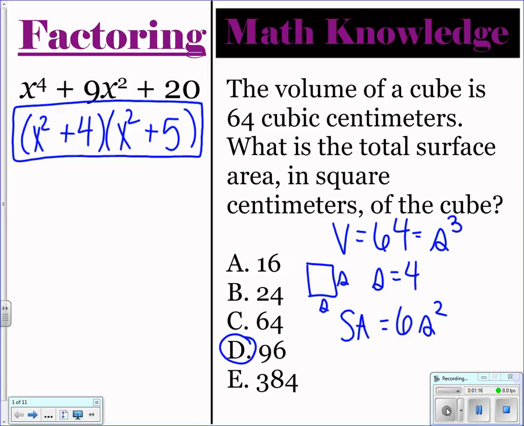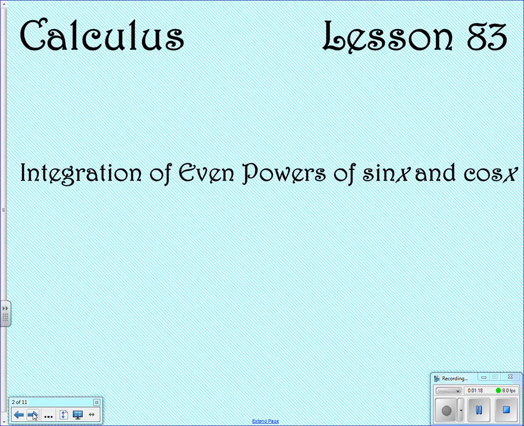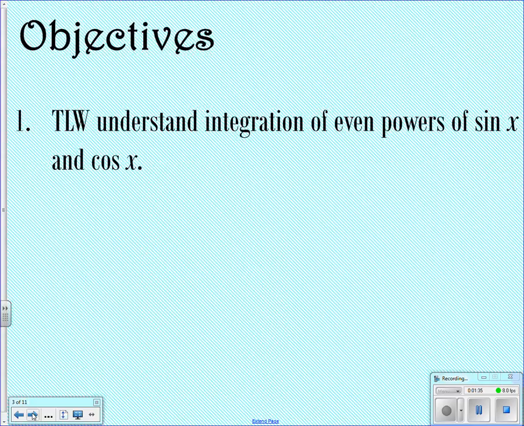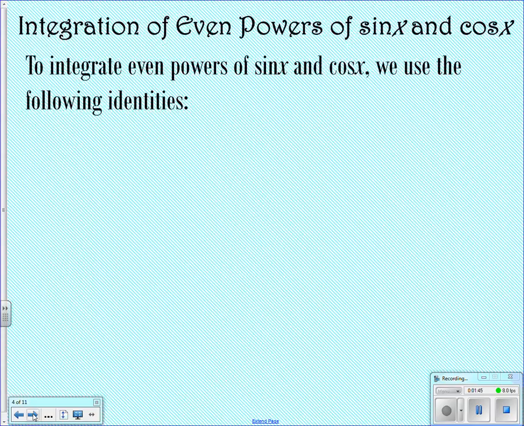Okay, moving on to the lesson. We're looking at lesson 83 today. We're dealing with integration of even powers of sine x and cosine x. So back a week or two ago, we looked at the integration of odd powers of sine x and cosine x. For even powers, you do them kind of the same way, but you're going to have to deal with it a little bit differently. You're going to have to substitute something else instead of 1 minus sine squared or 1 minus cosine squared. But hopefully you'll understand how to integrate even powers of sine and cosine.